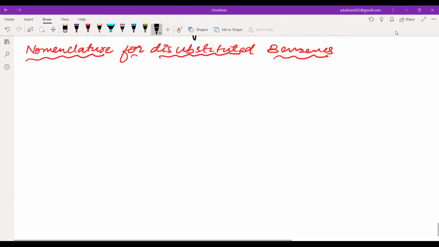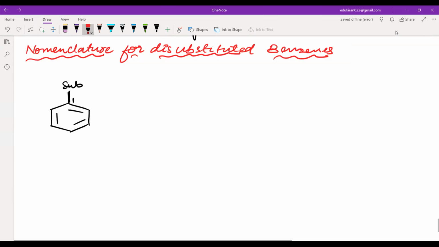Now, if I say that I have a benzene ring like this, and we have a substituent group that is attached to this carbon atom. Here we have the substituent, it can be CH3 or anything. This carbon should be getting the number 1.